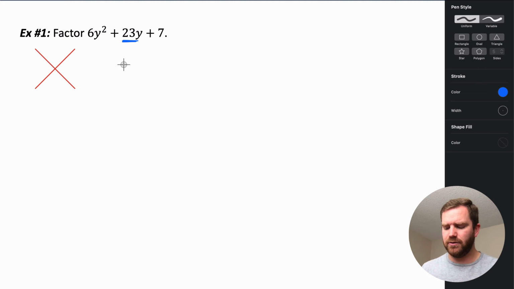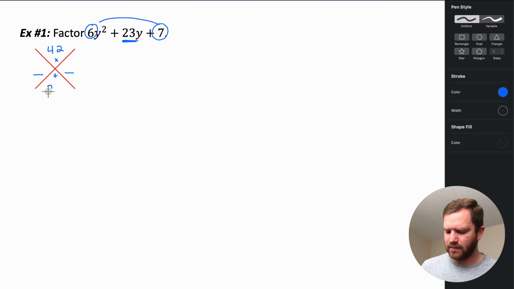So the first thing that we're going to do is the numbers that add to be this 23 need to come from factors of the product of our leading coefficient and our constant. So we actually need to multiply the 6 and the 7. And then we're going to use this little graphic organizer to help us with the whole thought process here. So 6 times 7, that is 42. So we need to find 2 numbers, a number here and a number here, that multiply to be 42 and add to 23. So let's go ahead and take a look at the factors of 42.